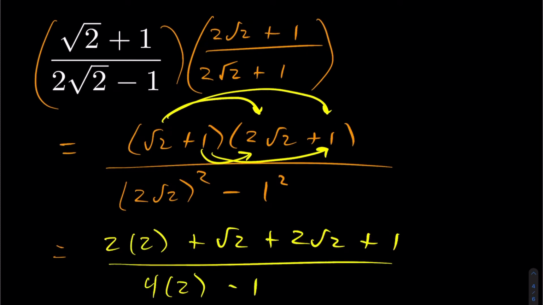All right, so I went ahead and did my math here on the top. You'll notice here I had root 2 times 2 root 2. The root 2's come together and cancel and just become a 2.